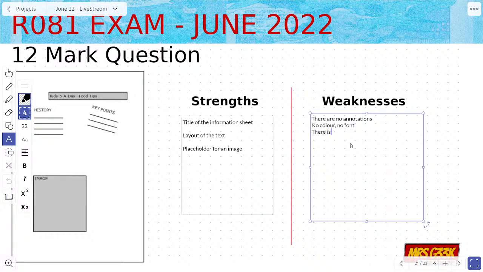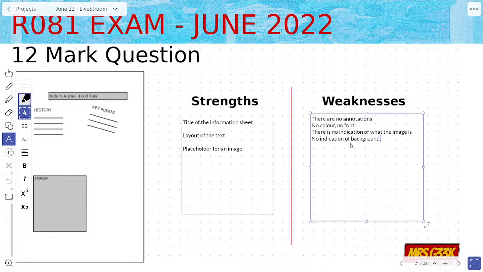There is no indication of what the image is. No indication of background. Now, you probably wouldn't want much more than this one, okay? There we go. So we've got 3 strengths and we've got 4 weaknesses. We could probably go a little bit further with the weaknesses, but that's all we need for this one.